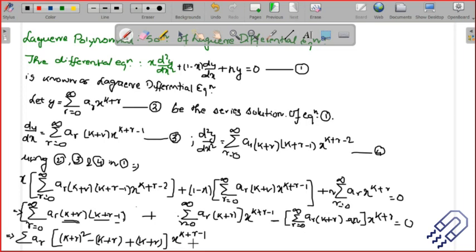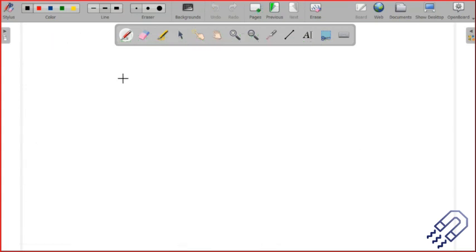In a similar way here also I can take out ar common, so I take this minus summation ar, and within the bracket it would be k plus r minus n, x to the power k plus r is equal to 0, right? And we can see that this k plus r and this k plus r will cancel out, so we are actually getting some simplified terms here. Okay, so we have just written this, so let's write this down again in the next page, in a simpler way.